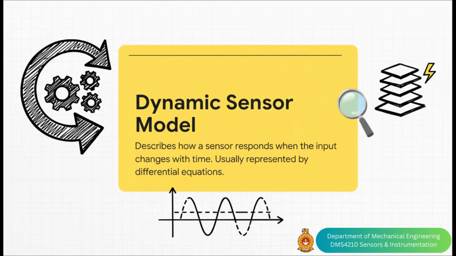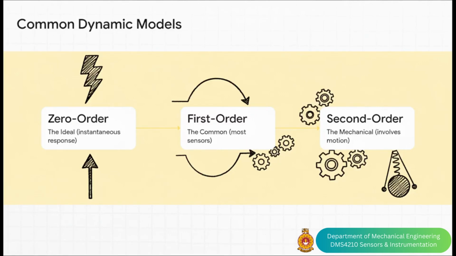A dynamic model takes all that lag into account, and it usually does it with something called a differential equation. That sounds fancy, but it's really just a way of describing how things change through time. We can organize these dynamic models by how complex they are. The simplest is what's called a zero-order model. That's a perfect, ideal sensor with absolutely no delay. Then you have the first-order model, which is by far the most common one you'll see. And finally, there's the second-order model, which you usually find in mechanical systems.